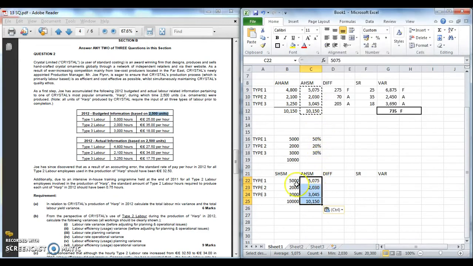So we've done that calculation. So you see here, we're not worried about the mix. What we're looking at here is the total is different. The total standard hours is less than the actual hours. So this is the format. Now we take the difference.